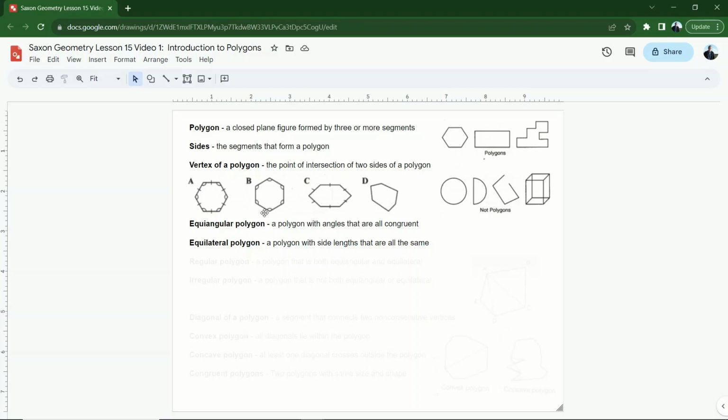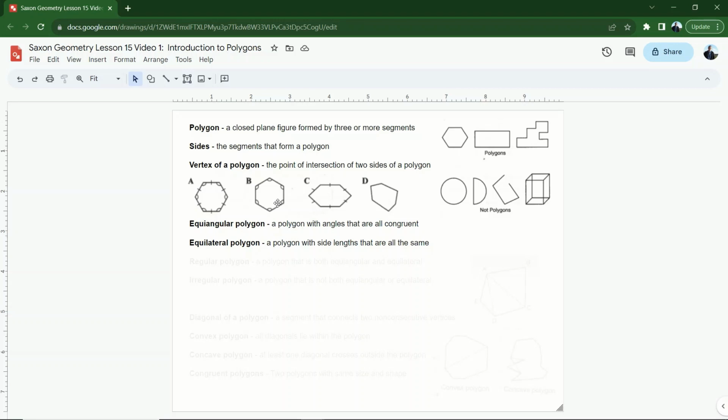This segment and this segment are probably a little longer than the other segments. And if that's the case, it's not equilateral. There's no evidence here to show me that this hexagon is equilateral, but there is evidence to show me that it's equiangular.